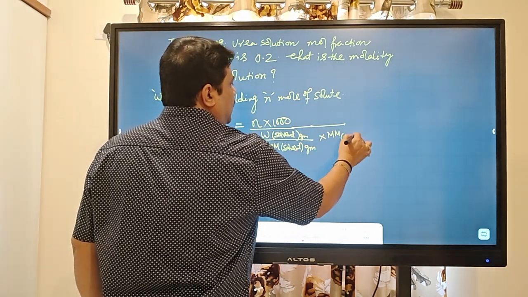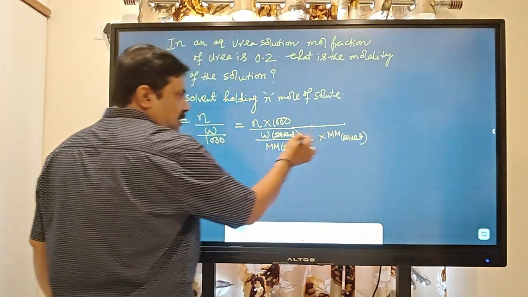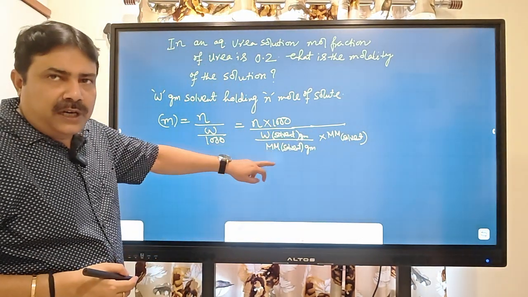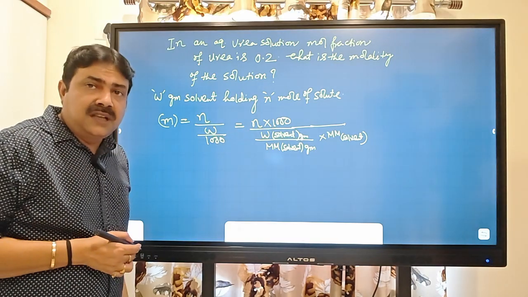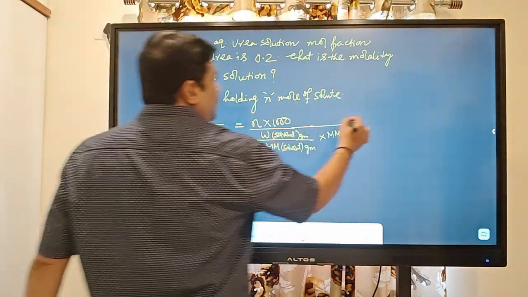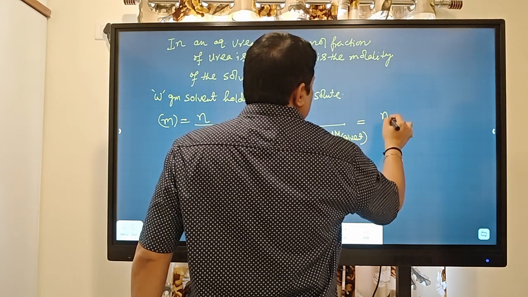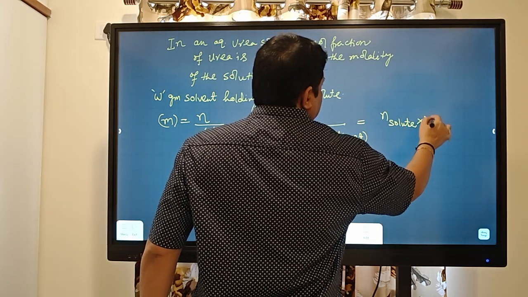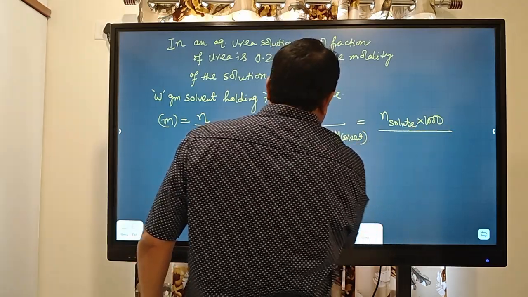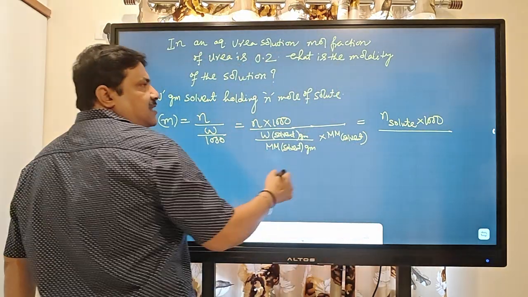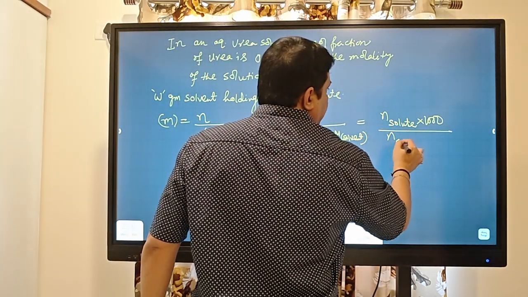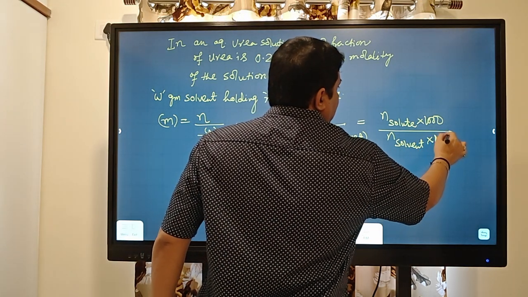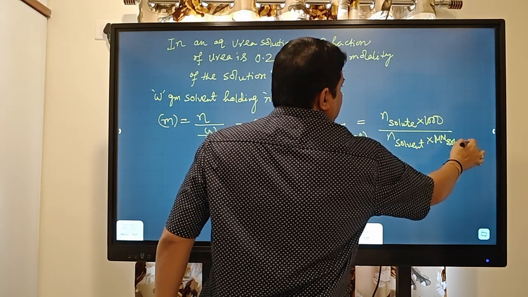That means I am not doing anything, yes or no? That means this molar mass of solvent will cancel out. Then here we are getting given weight by molar mass, which is the number of moles. That means molality will be equal to n, the number of moles of solute, into 1000 divided by this. Here we are getting the number of moles of solvent into the molar mass of solvent.